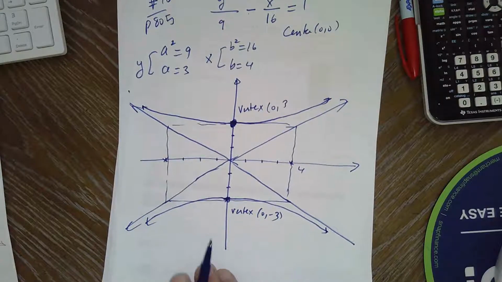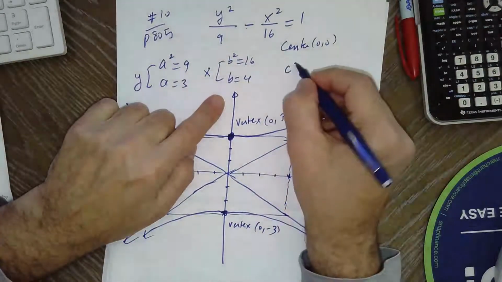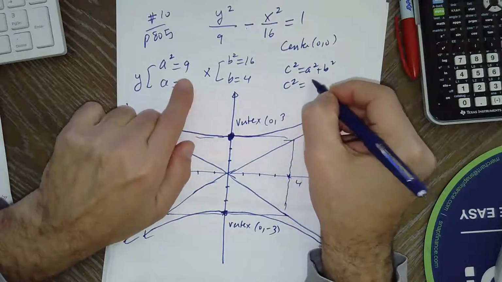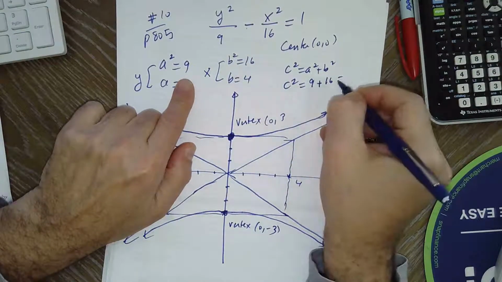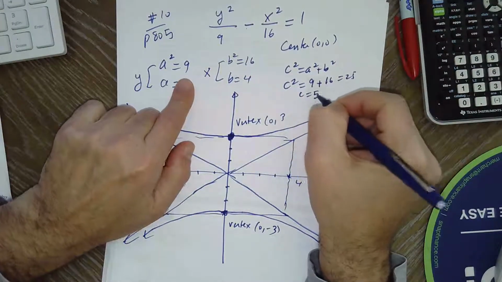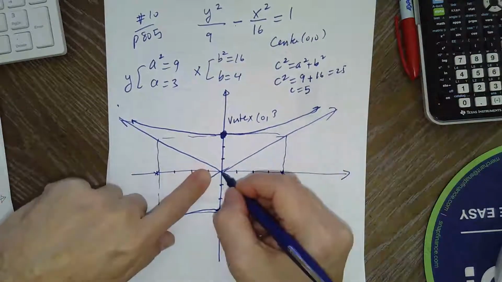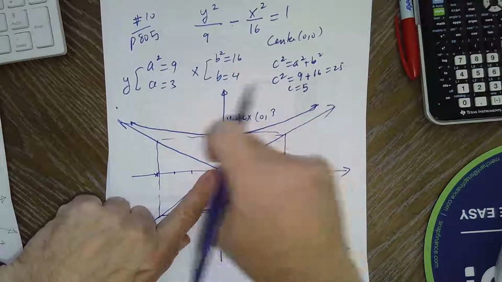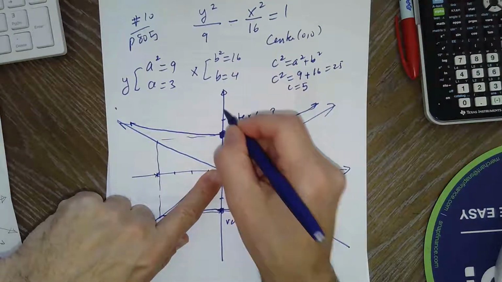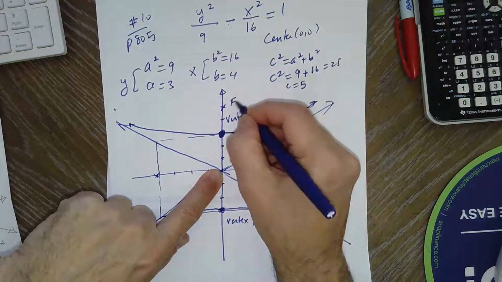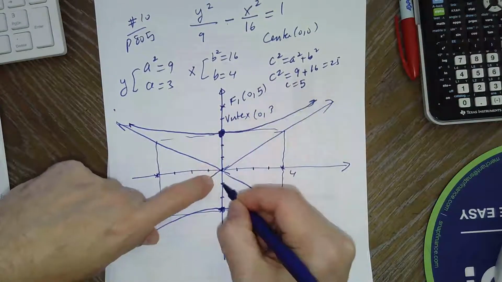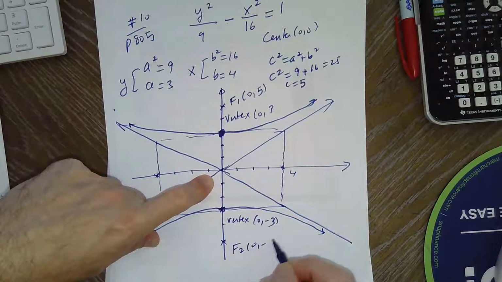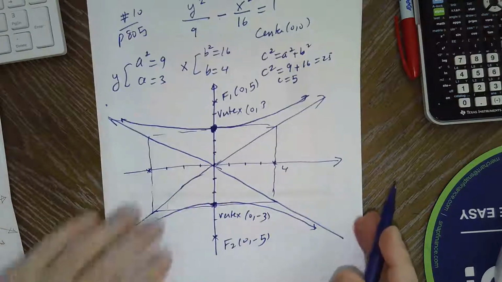Now to find the foci, we have a and b. We've got to find c. c squared is a squared plus b squared. 9 plus 16, 25. So c is 5. So the focus is 5 units from the center. It's going to have to be up and down because it has to be enclosed inside the hyperbola. 1, 2, 3, 4, 5. So this is F1, 0, 5. 1, 2, 3, 4, 5. F2, 0, negative 5.